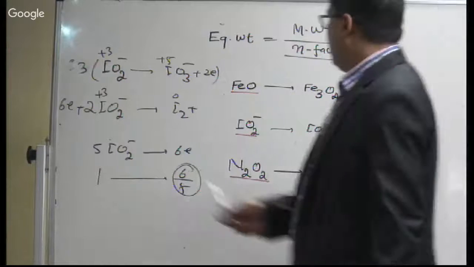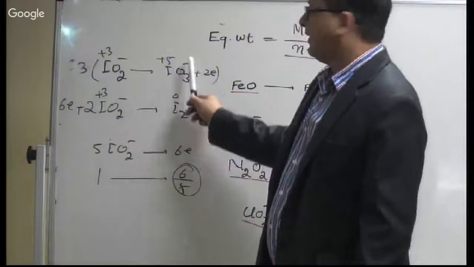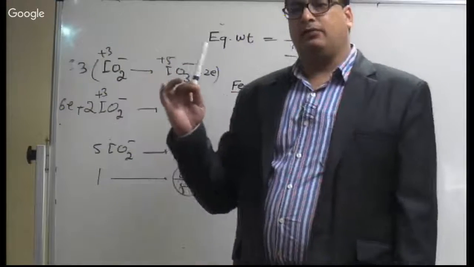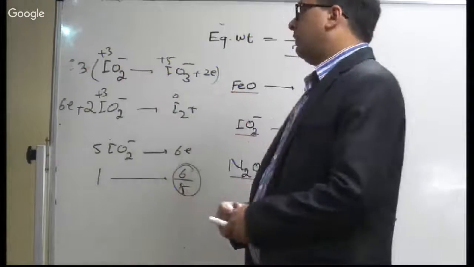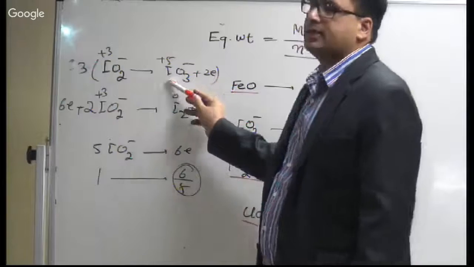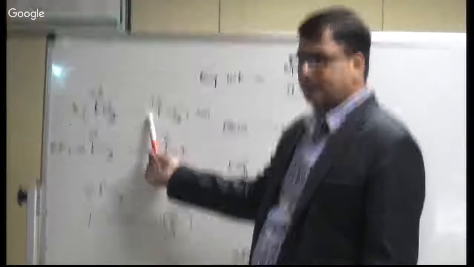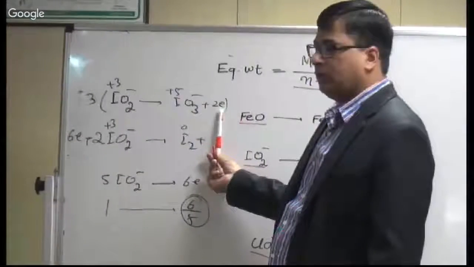See, IO2 minus gives IO3 minus. First step is to balance the atom which undergoes change in oxidation state. Here the iodine is undergoing change in oxidation state, so I am balancing iodine. One iodine, one iodine, no need to balance. From +3 to +5, 2 electron loss.